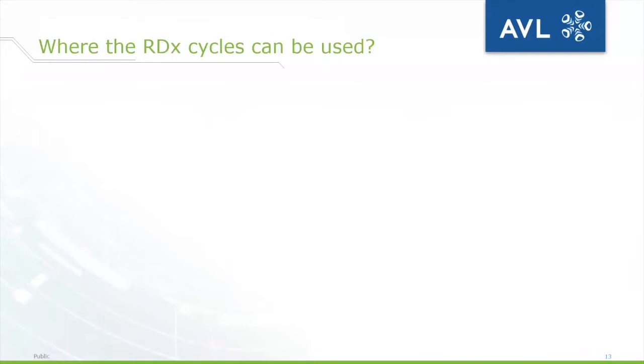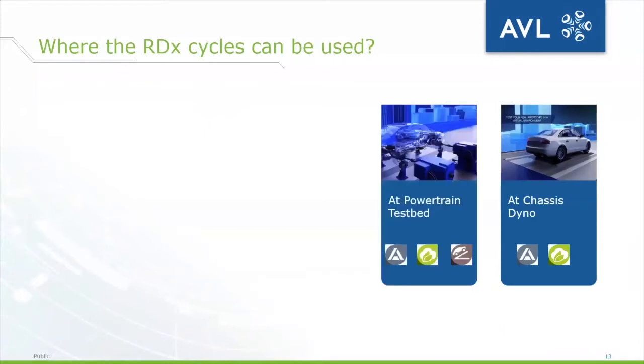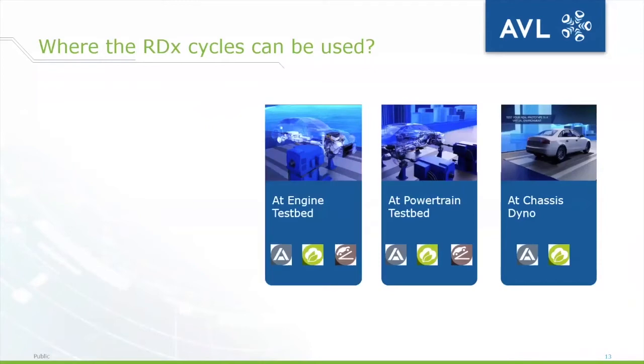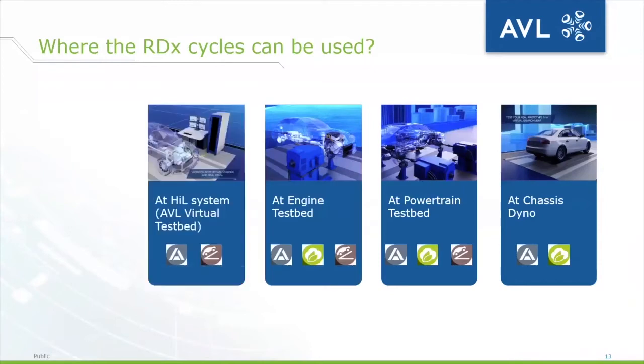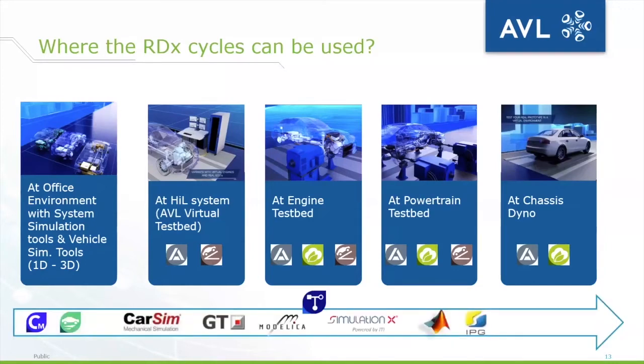Nadia, where do you think these cycles can be utilized? This can be utilized at the chassis dyno, or we can also have them at the powertrain testbed, at the engine testbed, at the HiL system, or even at the office environment with simulation tools. Okay. We are also providing office simulation tools, like CruiseM, VSM, but we are also open to bringing other third-party office simulation tools to this environment.